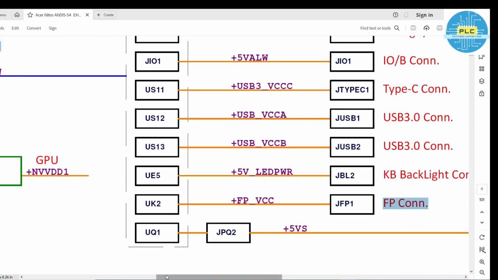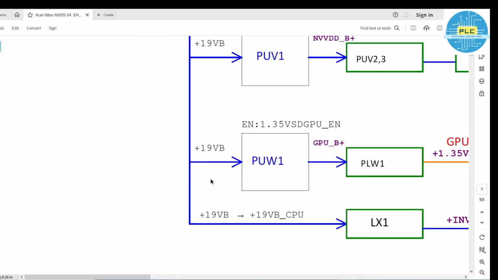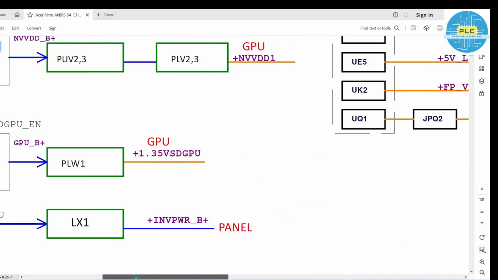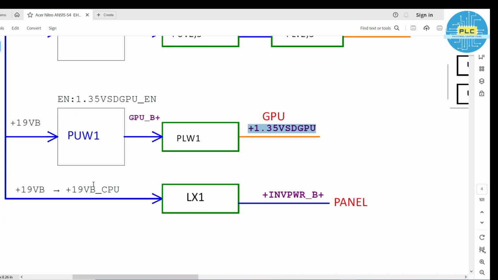Okay, and again this 19 volts is given here to PUW1, and this generates, here is the enable, this one is the enable signal, and this is the GPU B plus it produced, and here finally 1.35 VSD GPU voltage is produced, and here plus 19 VB.